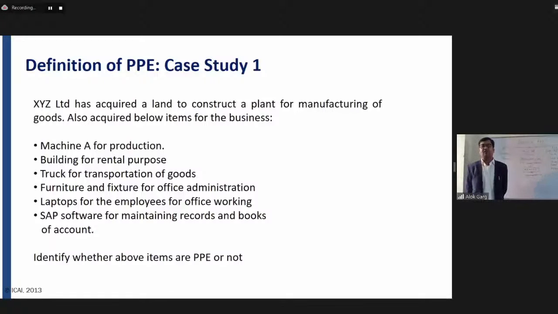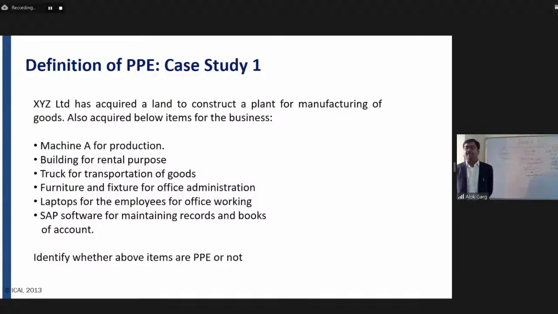And the company has also acquired the below items for the business. Machine A for production. Whether machine A is a PPE? Tell me. Building for rental purposes, whether building is a PPE? Truck for transportation of goods, whether truck is a PPE? Furniture and fixture for the office administration, is it a PPE? Laptop for the employees for office working, is it a PPE? SAP software for maintaining records and books of accounts, is it a PPE? Identify whether the above items are PPE or not.